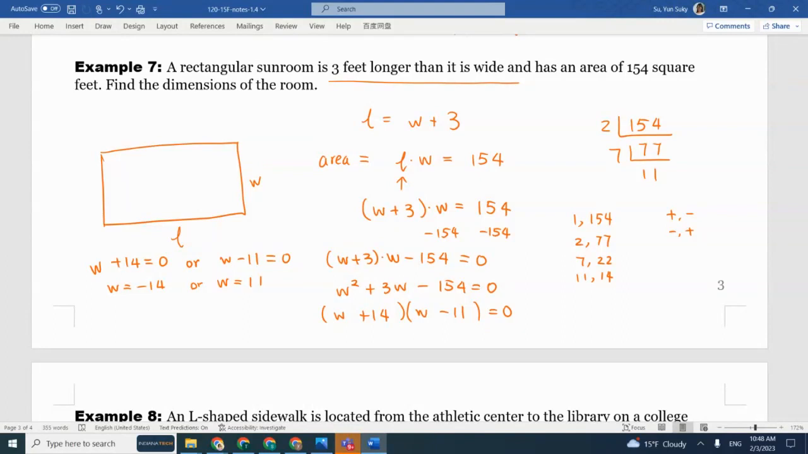We have 2 solutions. But when we work with real life problems, can your answer be negative? Do you have a negative dimension? No. So, therefore, the width must be 11. Then, what's the length? 14, right? 11 plus 3. Yes. 11 plus 3 is 14. So the dimension is 14 by 11 feet. Okay. That's the answer.